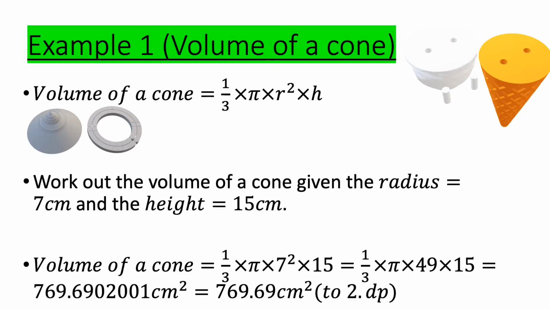Right, guys, example 1 actually. Volume of a cone. So the volume of a cone, guys, the formula is 1/3 times pi times r squared times h, where r is the radius, h is the height, and pi is the circle constant, which is 3.141592 and so on and so forth.